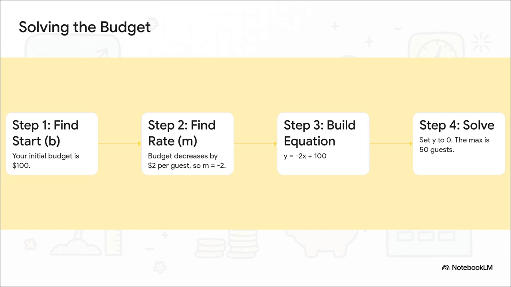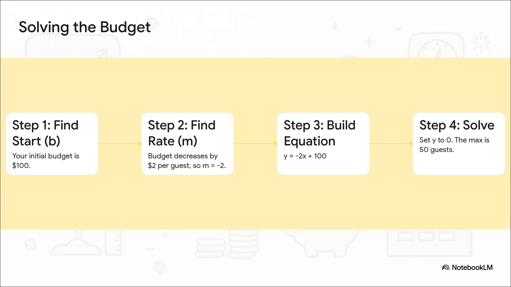Step 1, our starting value B is our $100 budget. Easy. Step 2, our rate of change, M, is -2. Why negative? Because our budget is going down by $2 for every guest. Step 3, we build our equation. The budget, Y, equals -2 times the number of guests, X, plus our starting 100.